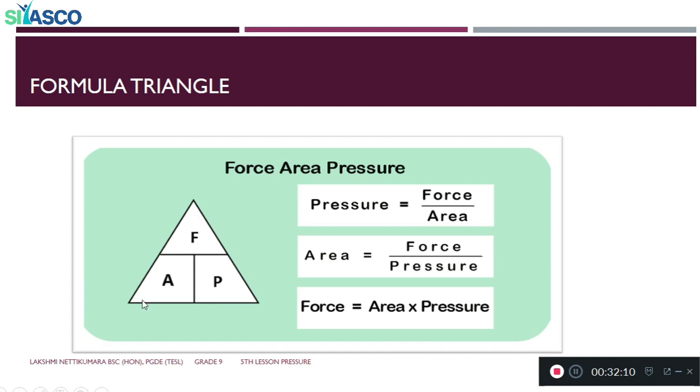Here, you can remember this triangle very easily. Pressure is equal to force divided by area. Area is equal to force divided by pressure. This line shows force divided by pressure. Force is equal to area into pressure. I think it's better if you memorize this formula triangle, so you can solve the problems very easily.